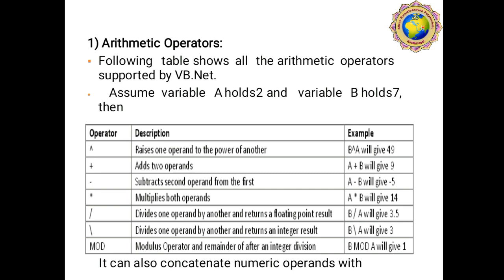The first operator is the arithmetic operator. The following table shows all the arithmetic operators supported by Visual Basic .NET. Assume that variable A holds 2 and variable B holds 7. The first operator raises one operand to the power of another, so it is known as the exponent. We all know what an exponent is; it contains an operand raised to a power.